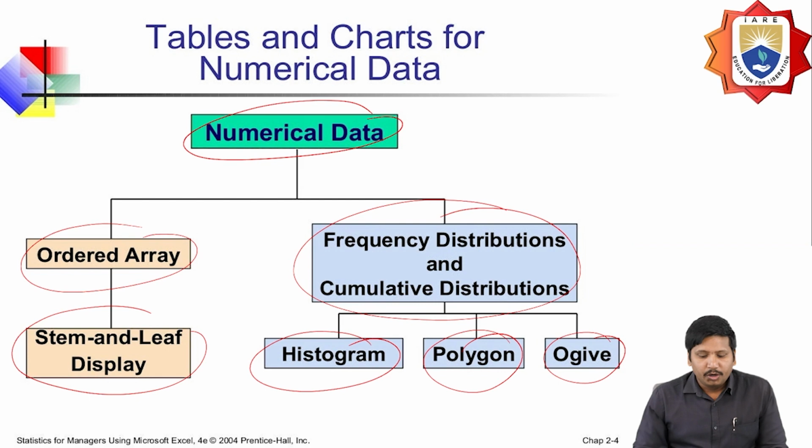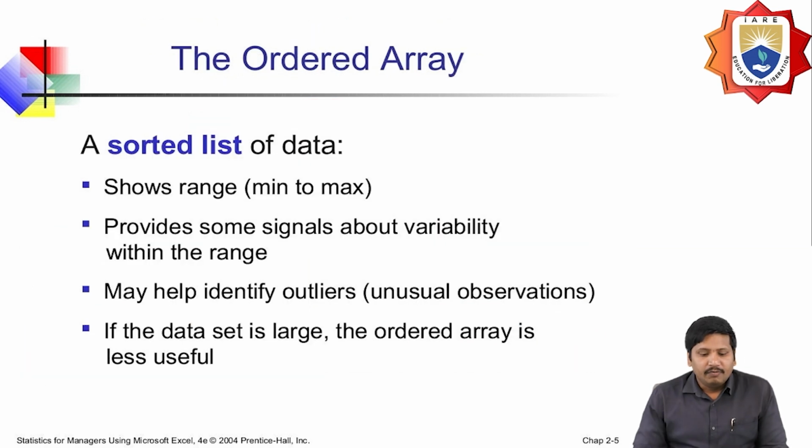We are going to see them one by one: how to construct an ordered array, a stem and leaf display, and the frequency and cumulative distributions, and graphs like the histogram and polygon. The very first thing is to sort a list of data, which shows the range, min to max, and should also provide some signals about the variability within the range. If the data set is large, the ordered array is less useful.